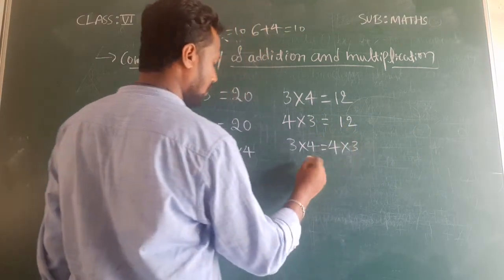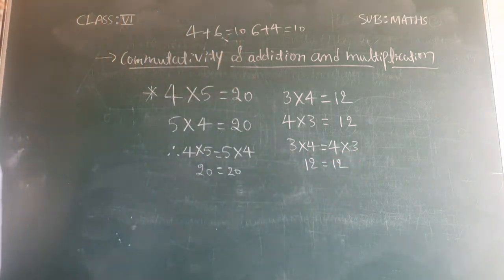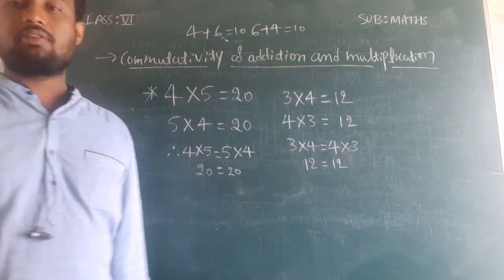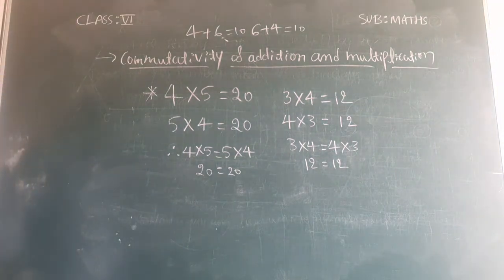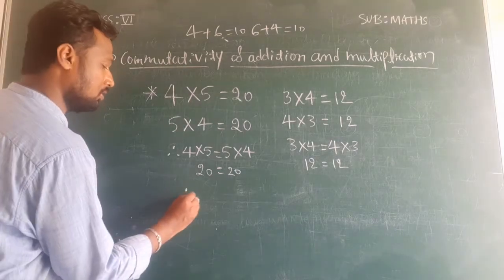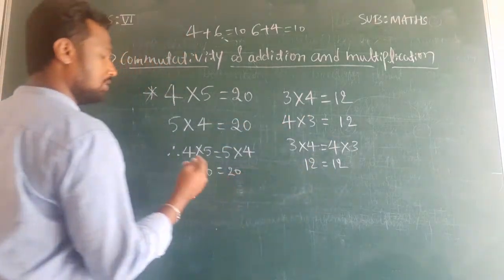These two are equal. Therefore 12 is equal to 12. Because in both cases we got the same answer only. Therefore you can multiply two whole numbers in any order. Because if you change the order, we are getting the same answer here.